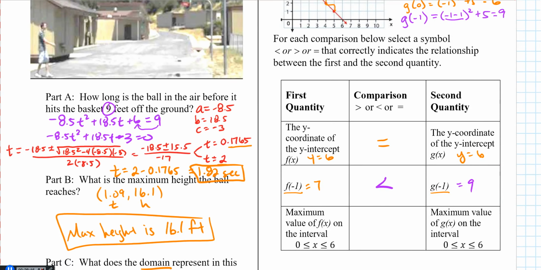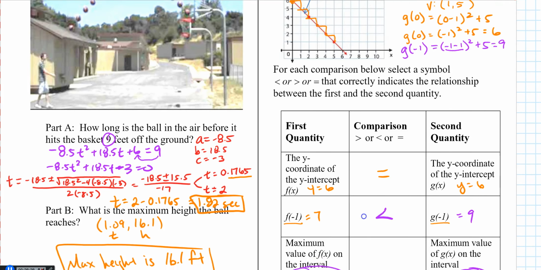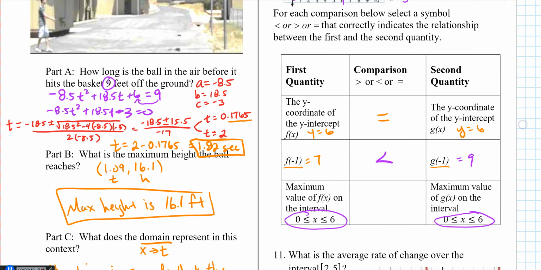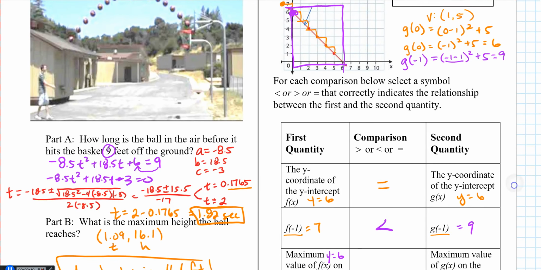And then the third one for this is the maximum value of f of x on the interval from 0 to 6, and the max of g of x from 0 to 6. So on f, we can see that the maximum, remember that's a y value again, from 0 to 6, so we're just looking at this part of our graph right here. Our maximum y value happens to be at that y-intercept, which is 6. On g, we're going to have to find that by looking at a graph.